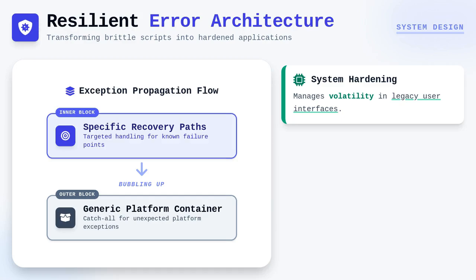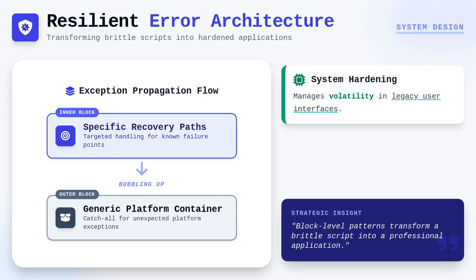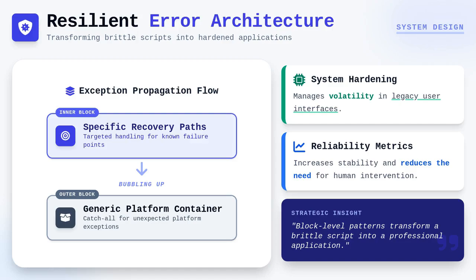This layering of error handling transforms a brittle script into a hardened application capable of managing the volatility inherent in interacting with legacy user interfaces. Strategic use of block-level patterns directly impacts the reliability metrics of our automation, reducing the need for human intervention.